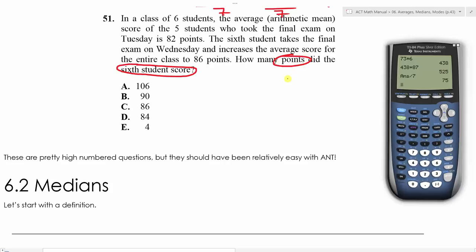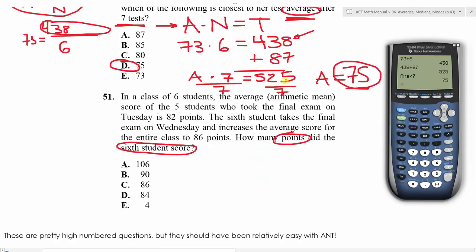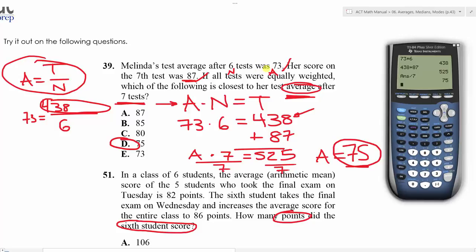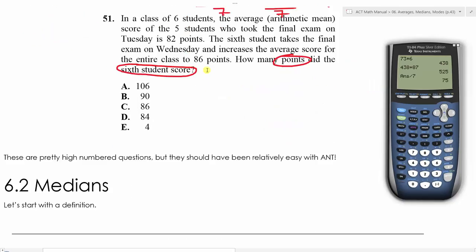Points, 6th student. Now, notice in the previous question, we were given one average and a number of things, and then an actual point total. In this question, the big difference, and what makes this question slightly maybe more challenging, is the fact that they've actually given us an average and a number of things 2 times. But as long as we use ANT effectively, this question should not be much more difficult in practice.